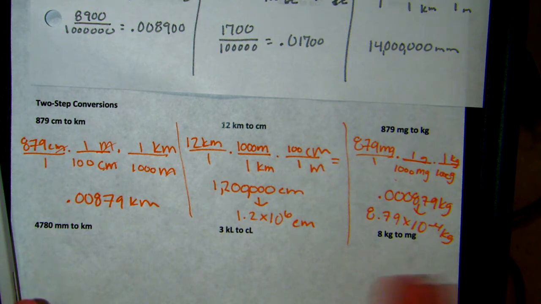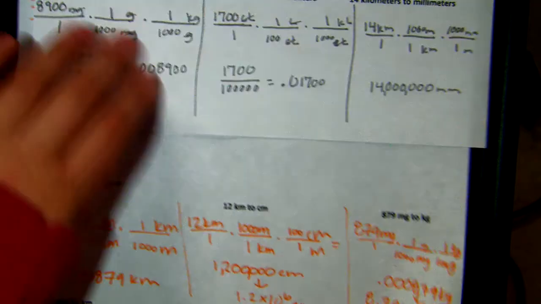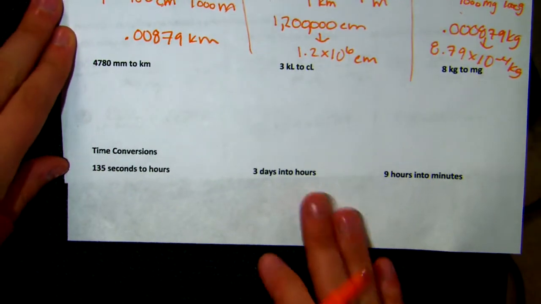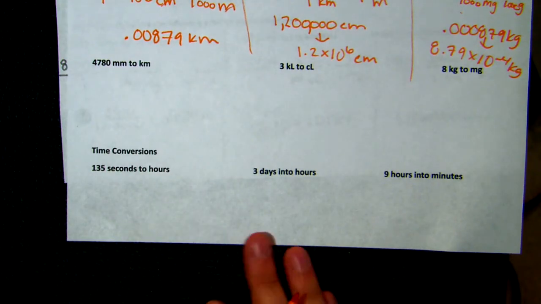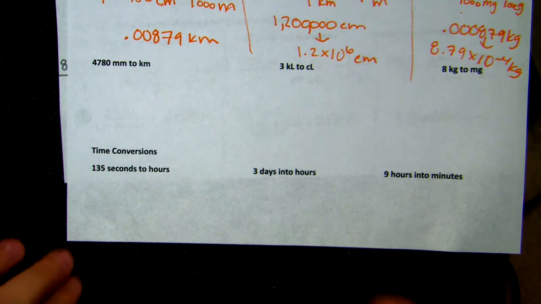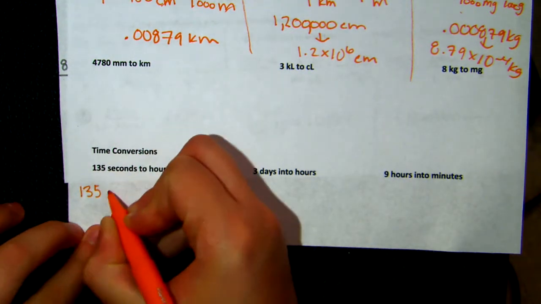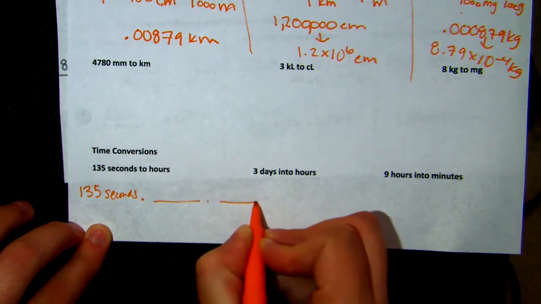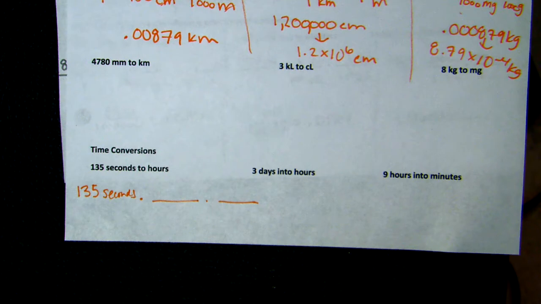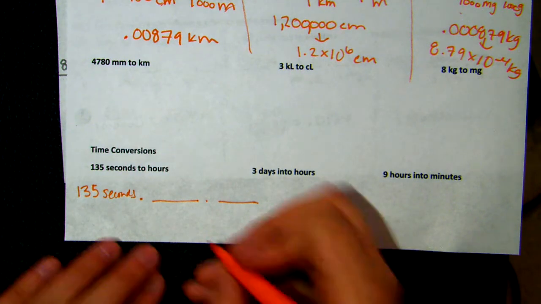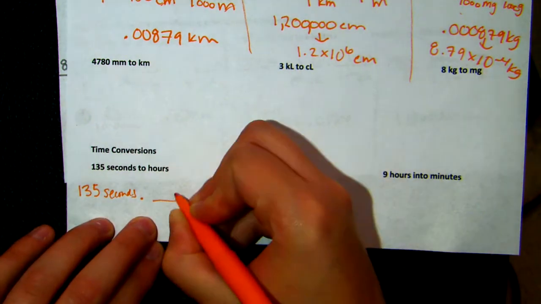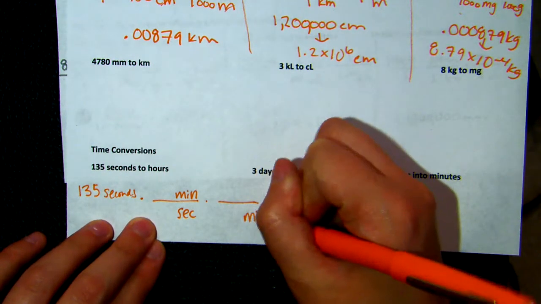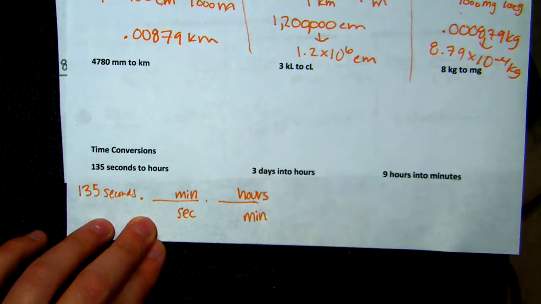Good. Once again, I'm going to let you guys try these next 3 on your own, and I'm just going to do one of the time conversions for an example. So let's do this first one, 135 seconds to hours. Off the top of my head, I do not know how many seconds are in an hour, but I do know how many seconds are in a minute. So I'm going to do seconds to minutes, and I know how many minutes are in an hour, so minutes to hours.